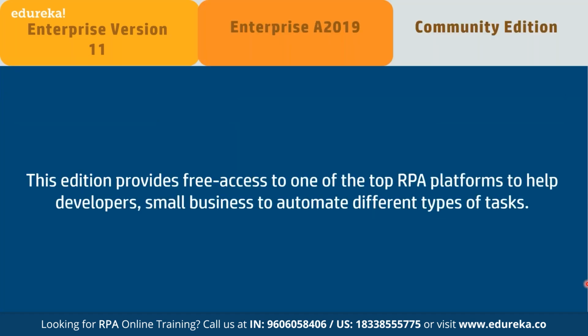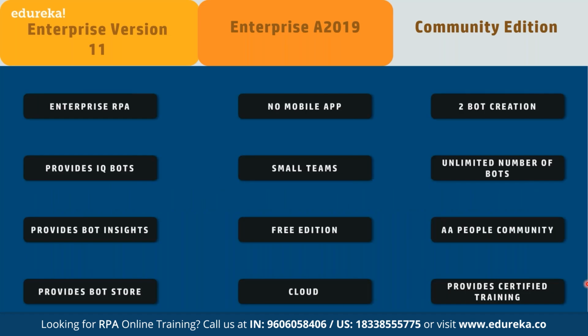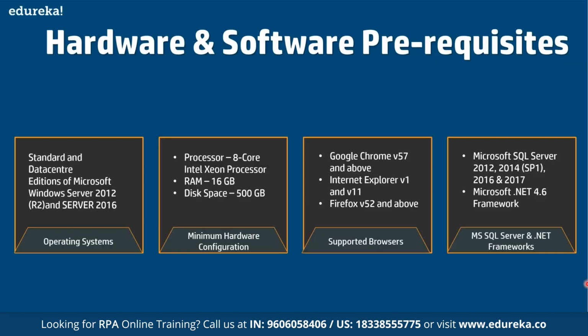Okay. Community edition is the same as enterprise edition. It's just that in the community edition, there are some features which are restricted, so you'll not be able to access the full force of the Automation Anywhere platform. So this is what the community edition is about.